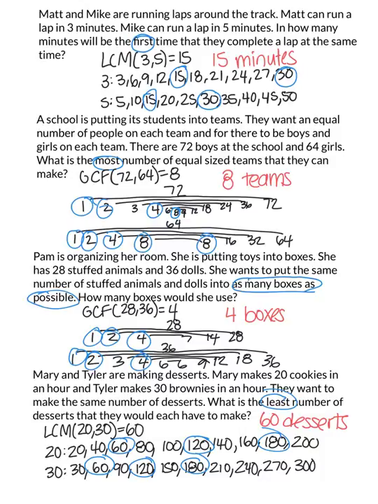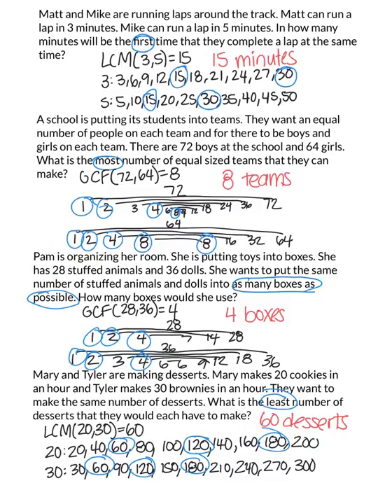In the next question, it's talking about as many boxes as possible. So this is referring to the most possible, or in other words, the greatest. So I will use the greatest common factor. This F reminds me to feel the rainbow for 28 and 36. Circle the factors in common, and I discover that my answer is 4 boxes.